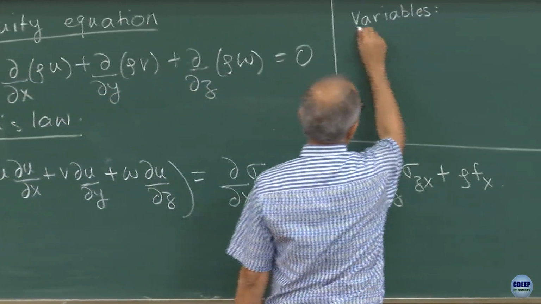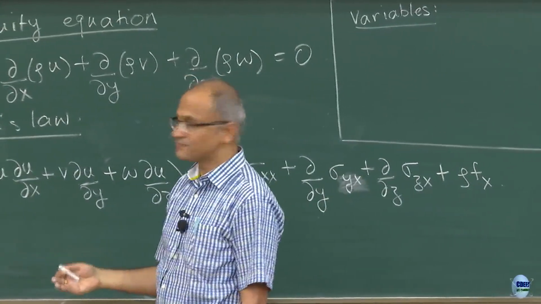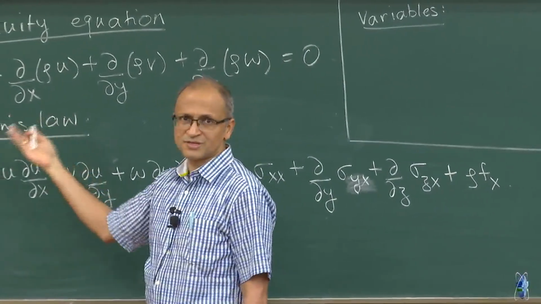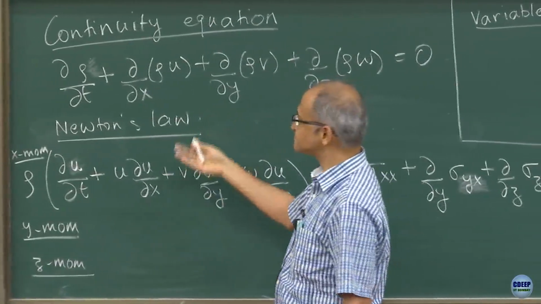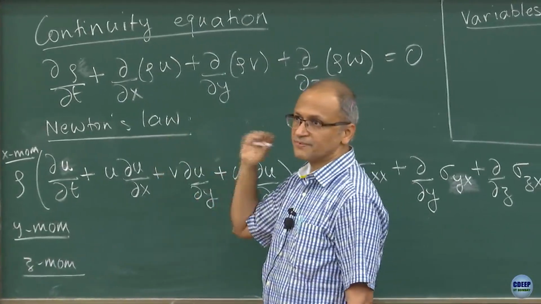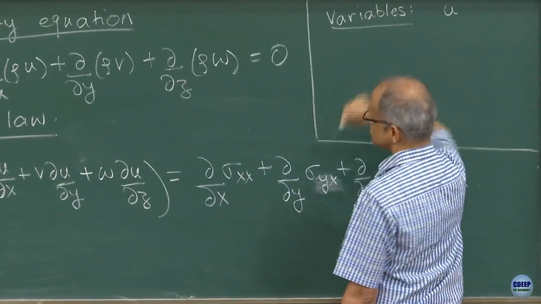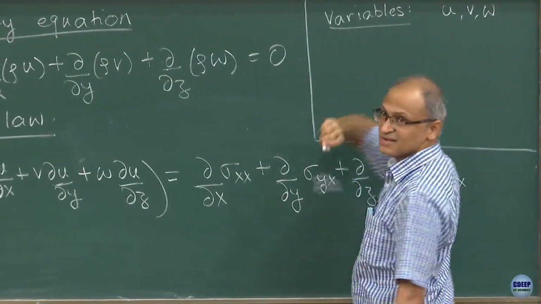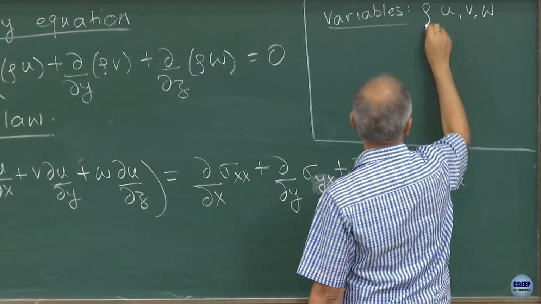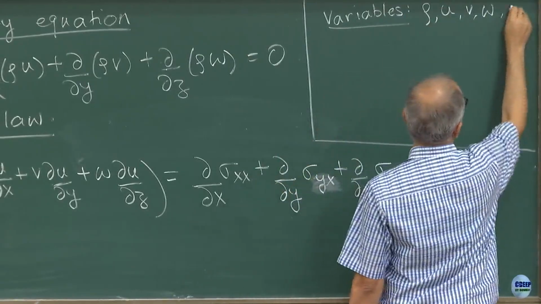So now, what are the variables? You can look at these equations and say what the variables are, and I will write them down. What are the variables? U, I heard U. What else? V and W. What else? Rho. Okay. Sigma xx.